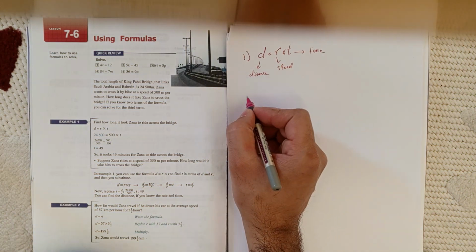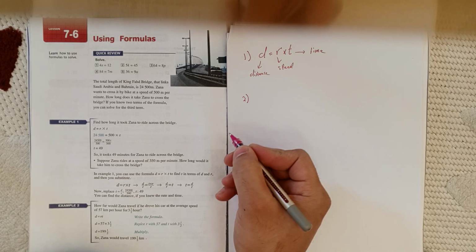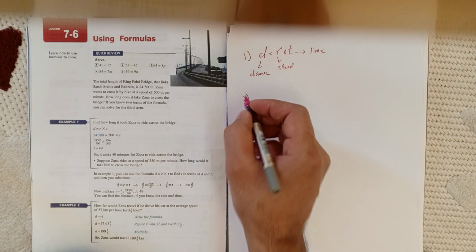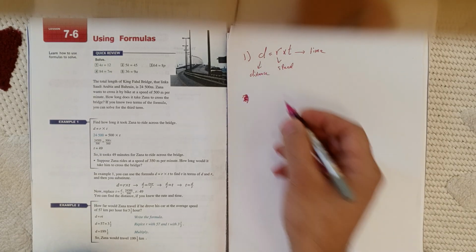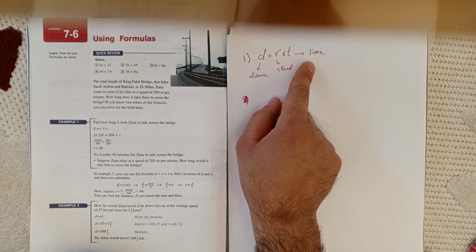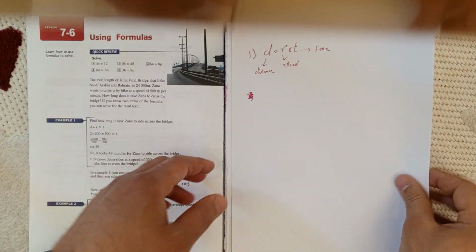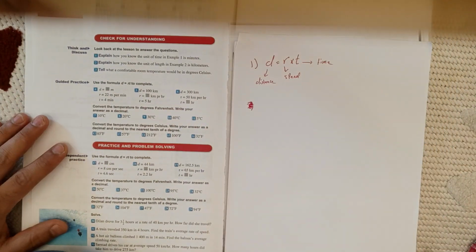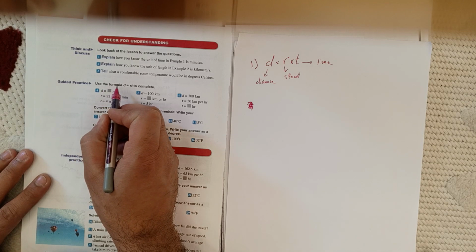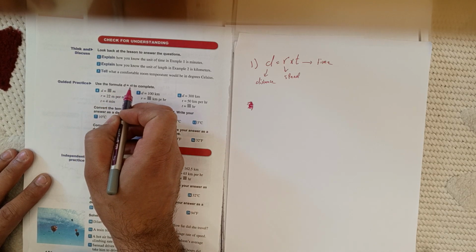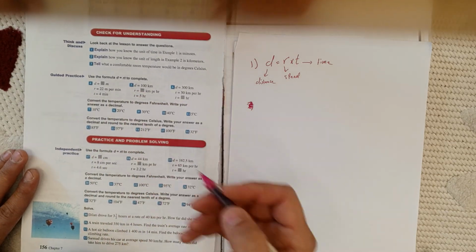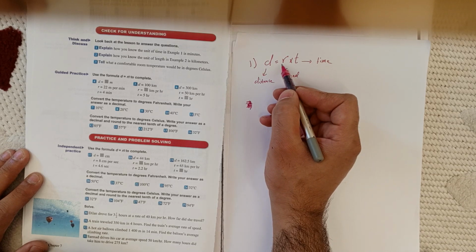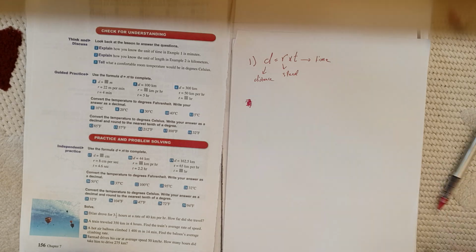The second one is about changing the degrees, the temperature, Celsius to Fahrenheit, Fahrenheit to Celsius. So let's solve the questions about the first formula, which is D is equal to R times T. Let's solve question 5. Question 5 says use the formula D is equal to R times T to find the speed or the time. If we know this, it's very easy to find the distance, or we can find the speed or time.